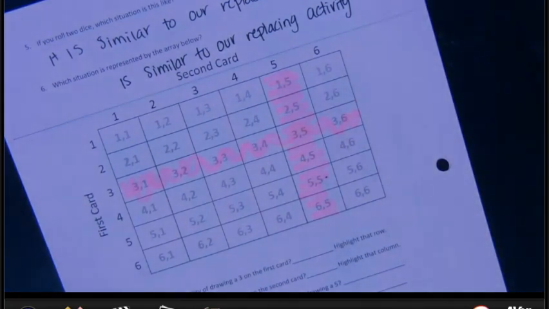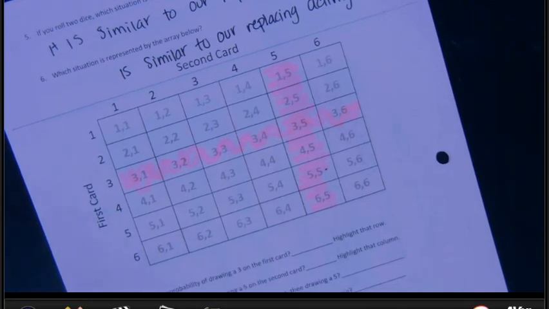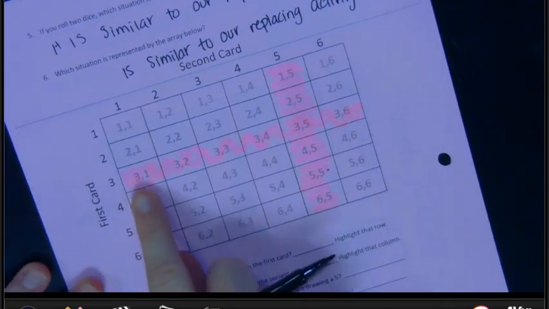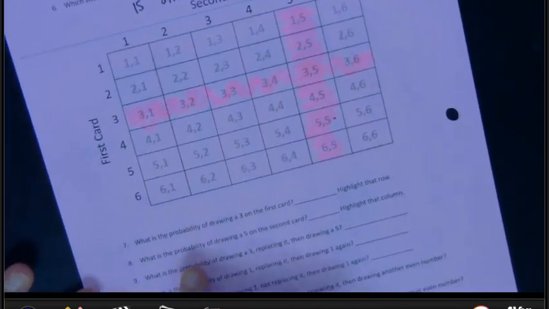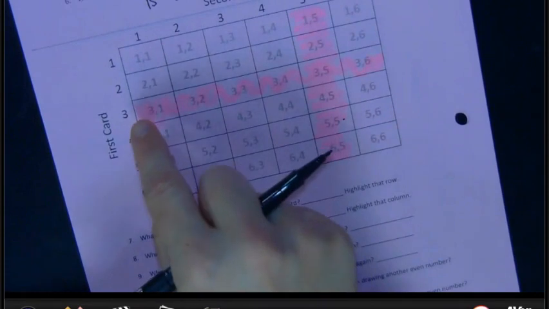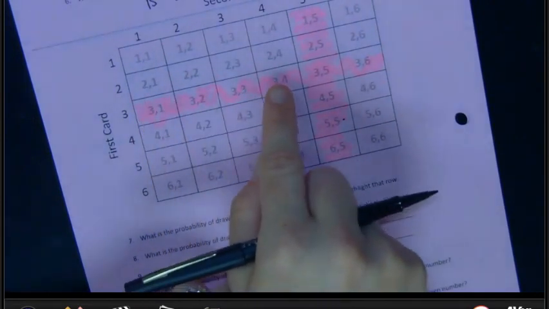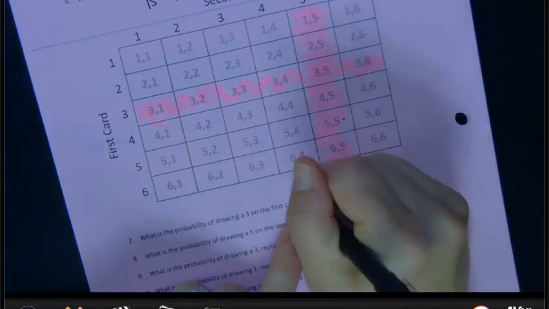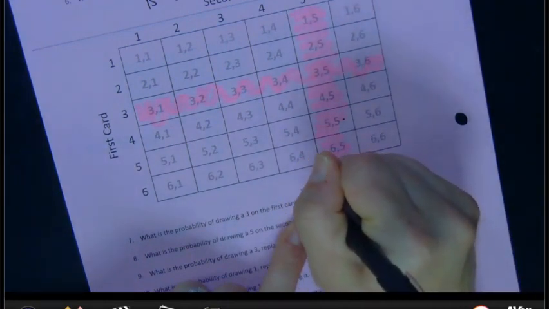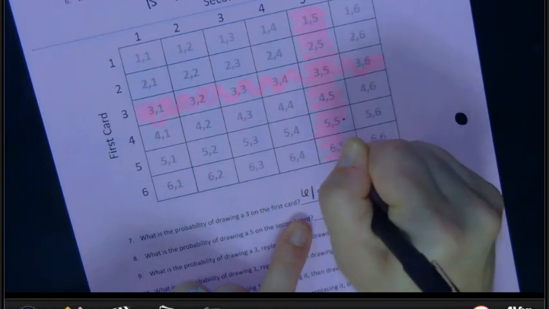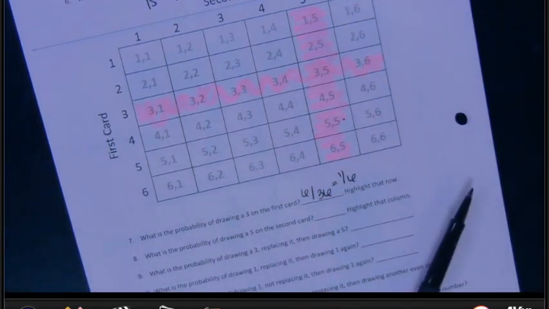All right. So it's asking us, what is the probability? Okay. What is the probability of drawing a 3 on the first card? Highlight that row. All right. So we've highlighted row 3, and I want to know, what is the probability of drawing a 3 on the first card? Well, I have 1, 2, 3, 4, 5, 6. I have 6 out of, I have a total of 36 outcomes, which can get me to 1 out of 6. Okay, 1 out of 6.